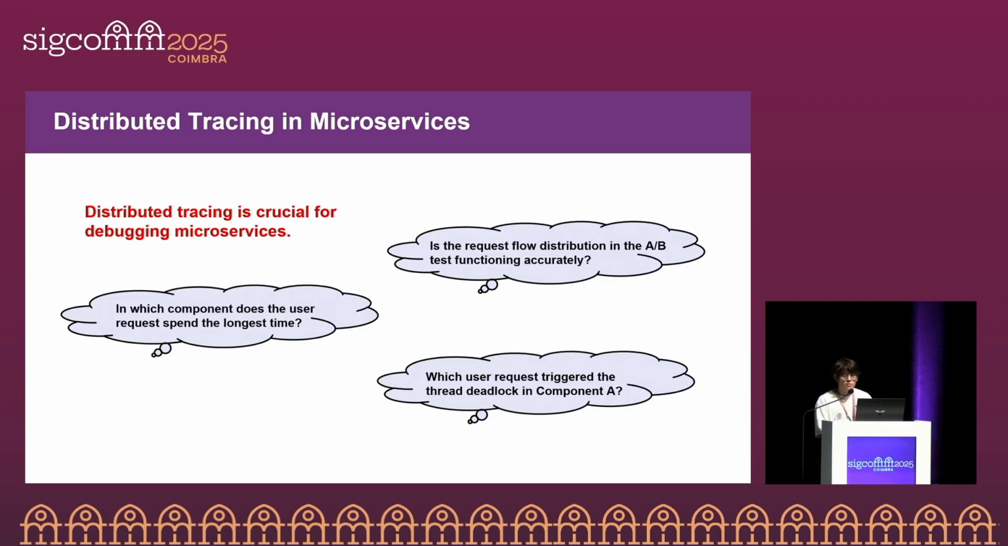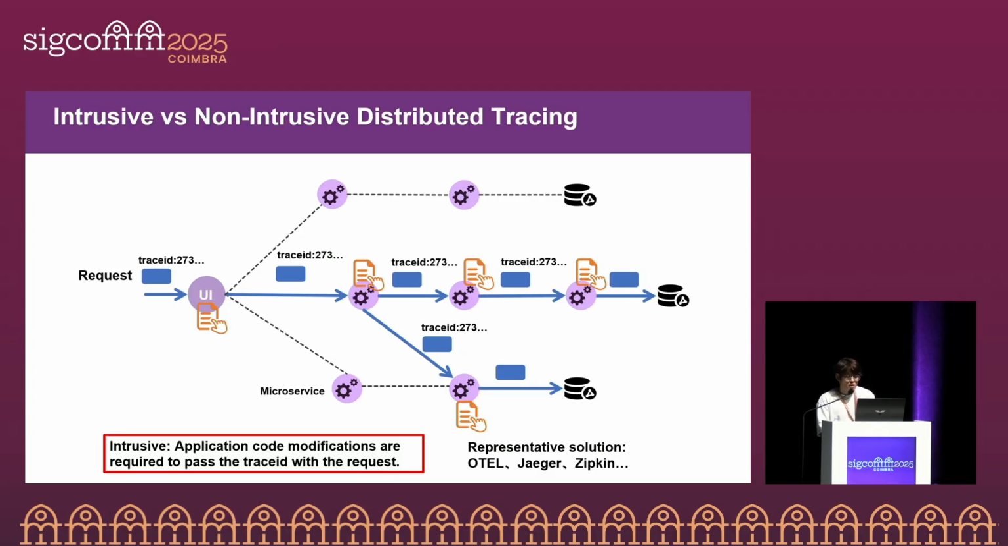Once we have the complete trace of a request, we can quickly answer many important questions. For example, which component contributes most to the end-to-end latency of the request? Which specific request caused a thread lock in component A, or is the A/B test running as expected? However, deploying a tracing framework in a microservice system is not an easy task.